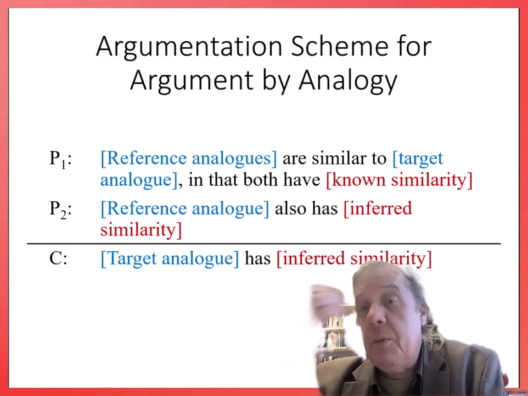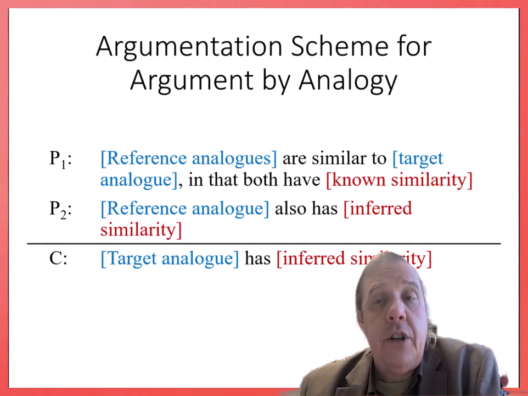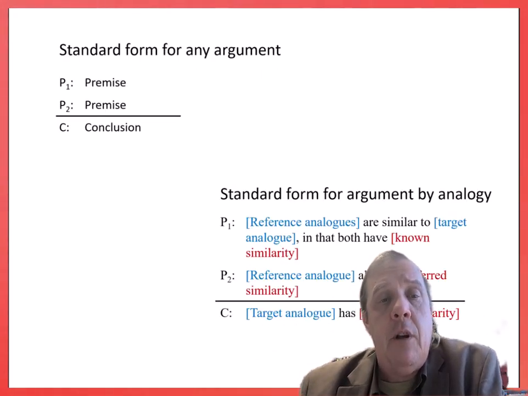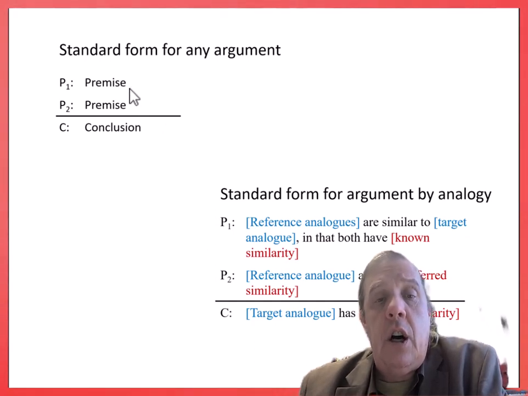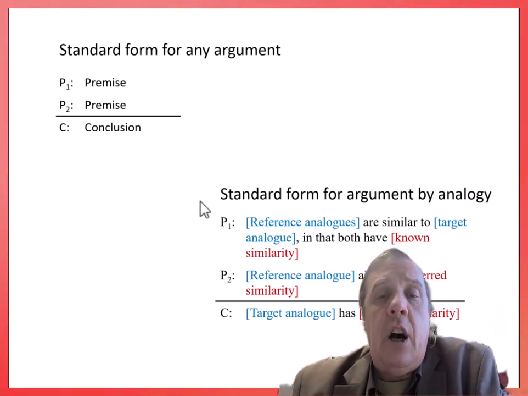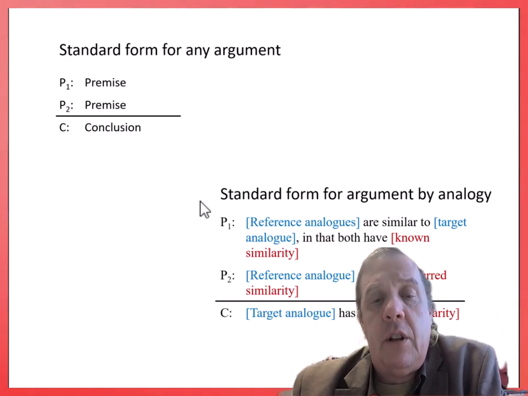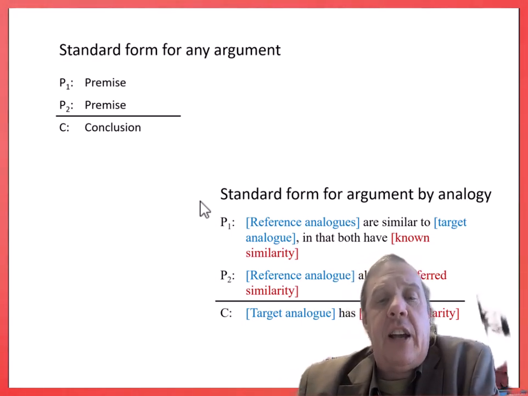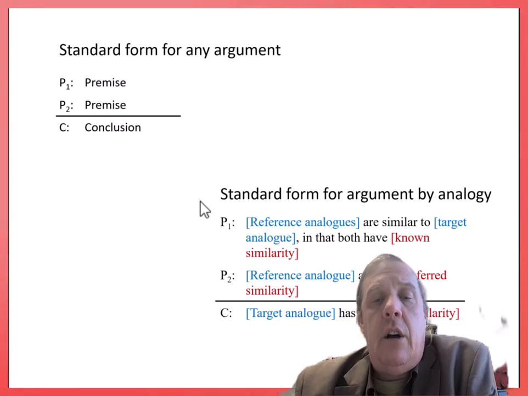So this was the argumentation scheme for argument by analogy. Here, let's just compare it to the standard form. Any argument is going to have some premises and then a conclusion. Here we make that more specific: in an argument by analogy, the first premise has to say that two things are similar because they both have a known similarity. Then the second premise has to say that the reference analog also has this property that's in the inferred similarity. And the conclusion is that the target analog has the inferred similarity.